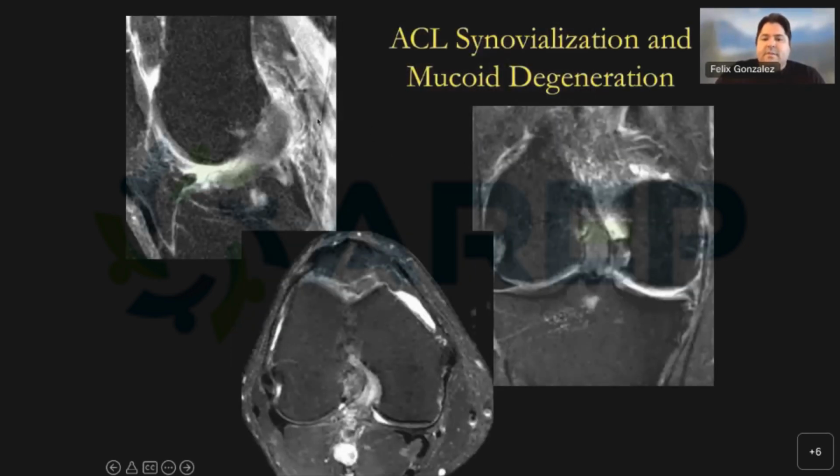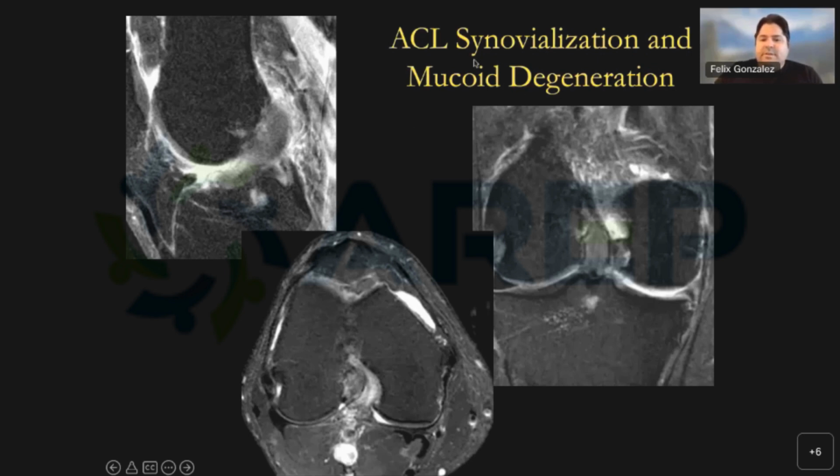This is synovialization in the setting of mucoid degeneration. So when you get that thickened appearance of the ACL, that can happen over time. Sometimes with previous injury, I've seen this in younger patients and older patients. So what you see is just thickening of the ACL. There's no mention of any trauma in the acute setting. And you have thickening of the ACL and lack of normal fiber anatomy.